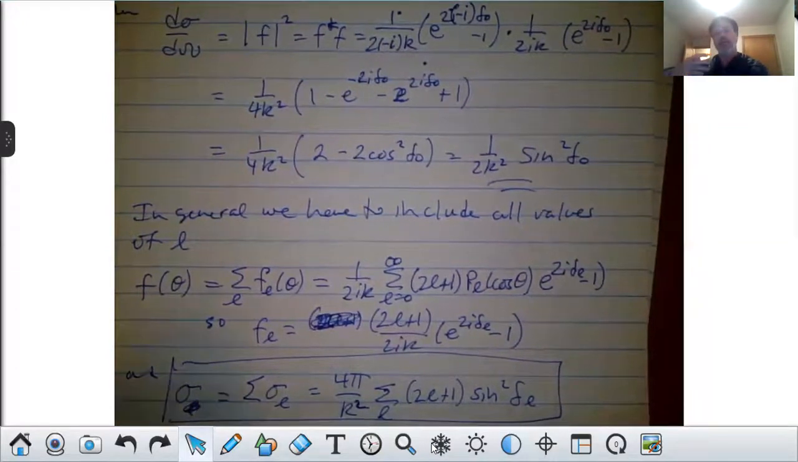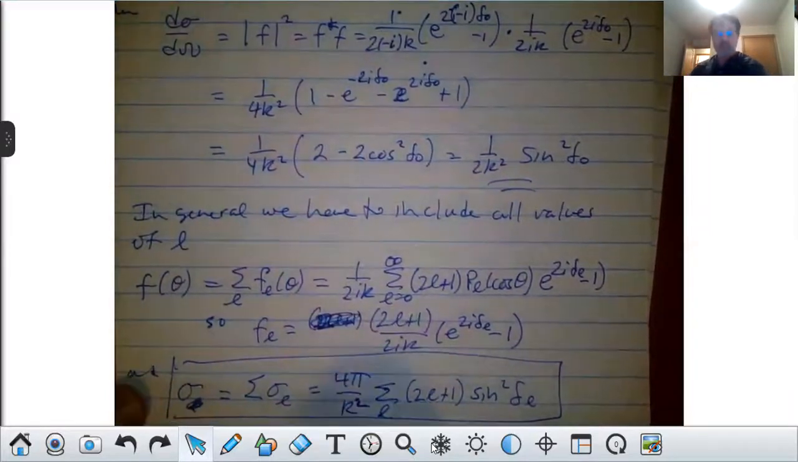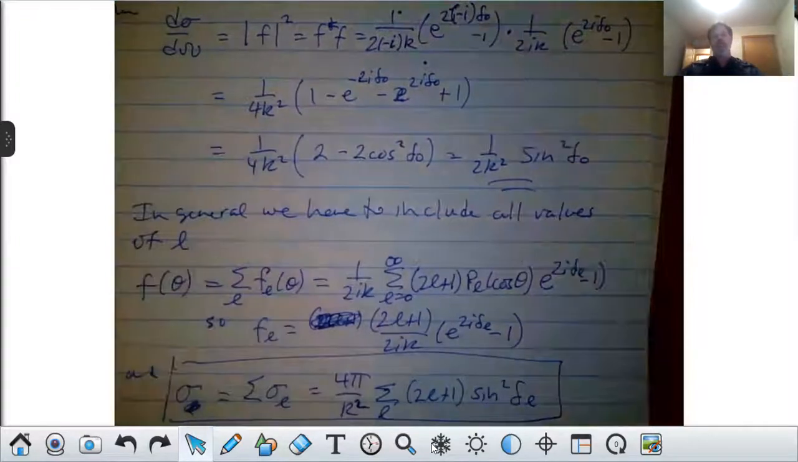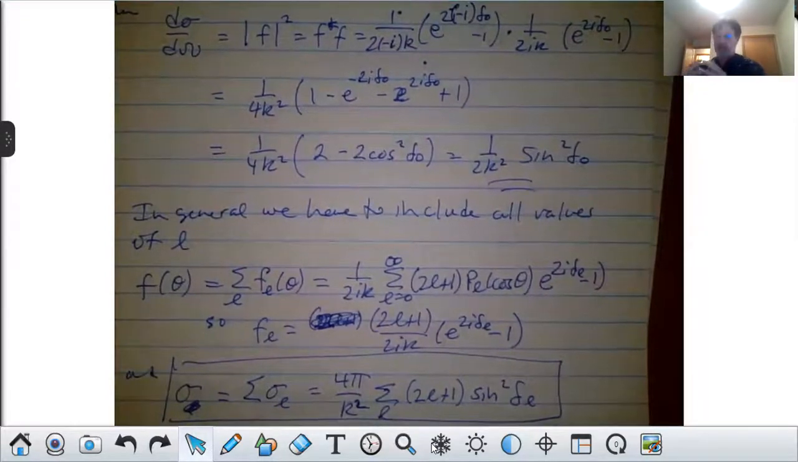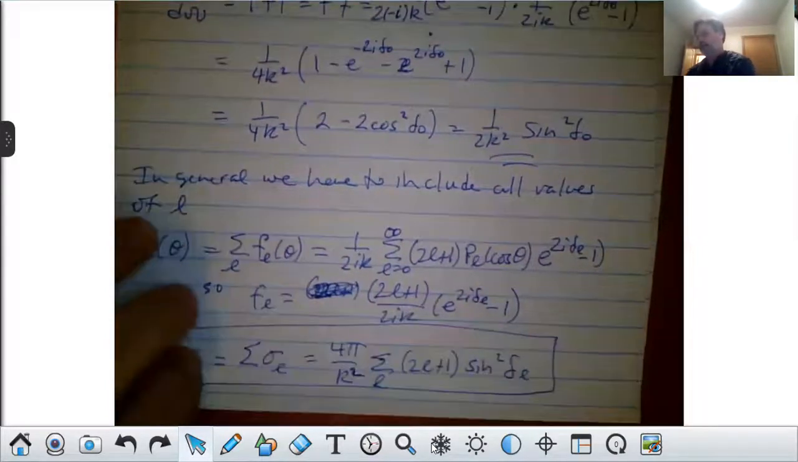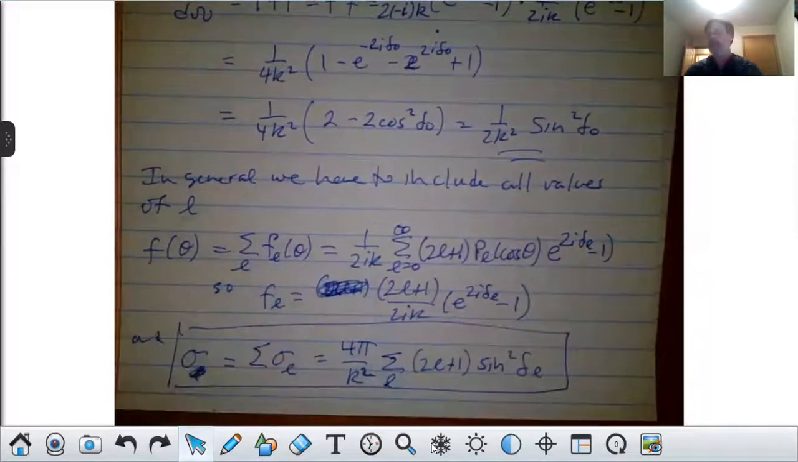A lot of times people analyze scattering results in terms of L equals 0, 1, 2, or S, P, or D phase shifts, or S, P, or D cross sections. But for the total that you compare to experiment, you have to add all those partial cross sections together. Okay, I hope that's not too confusing.